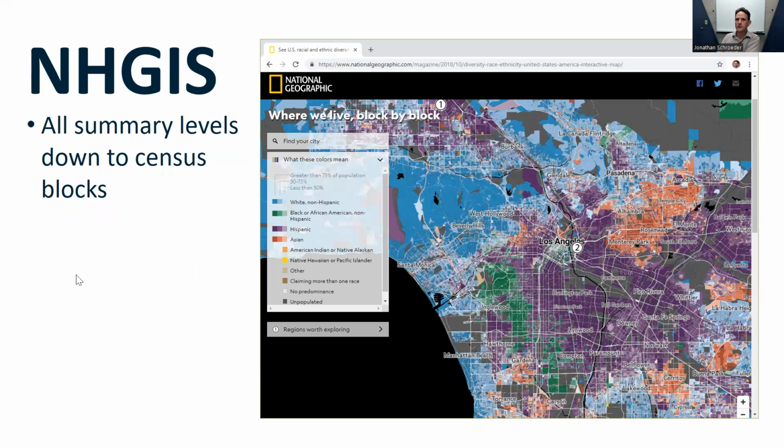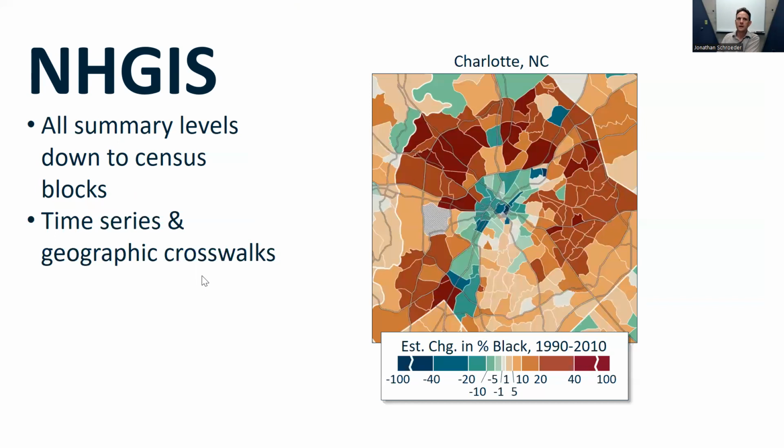For example, to get this block level data that National Geographic used. We also have a very unique product that you can't get from the Census Bureau. We have time series and geographic crosswalks that standardize concepts across time in summary data, so that you could get, for example, population that is Black in Charlotte, North Carolina by census tract, going back to 1990 for consistent census units.